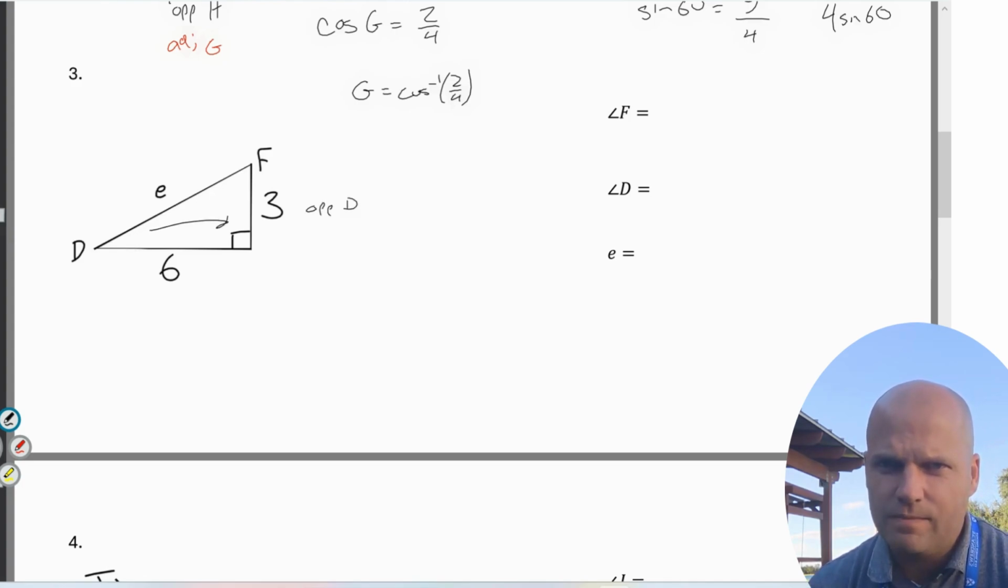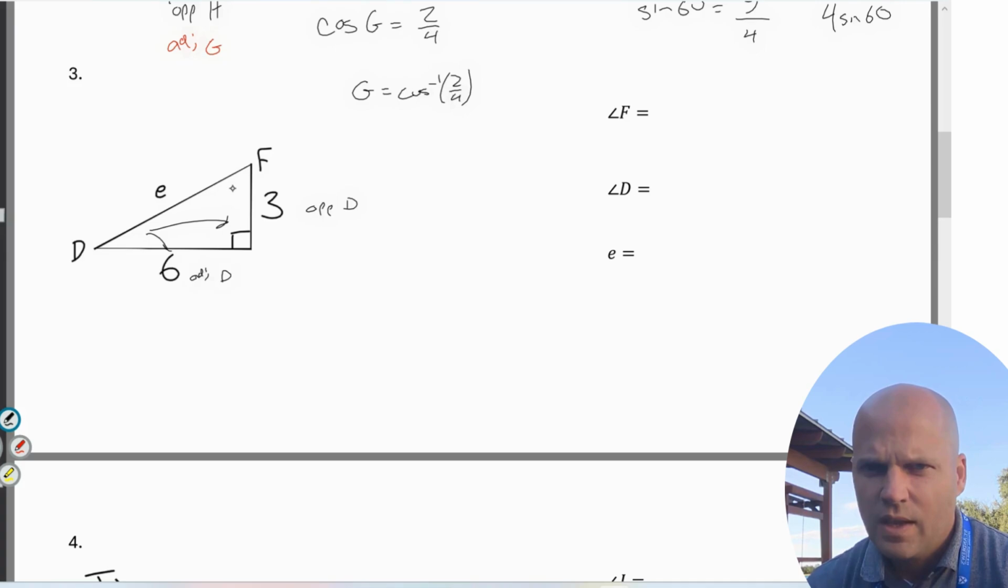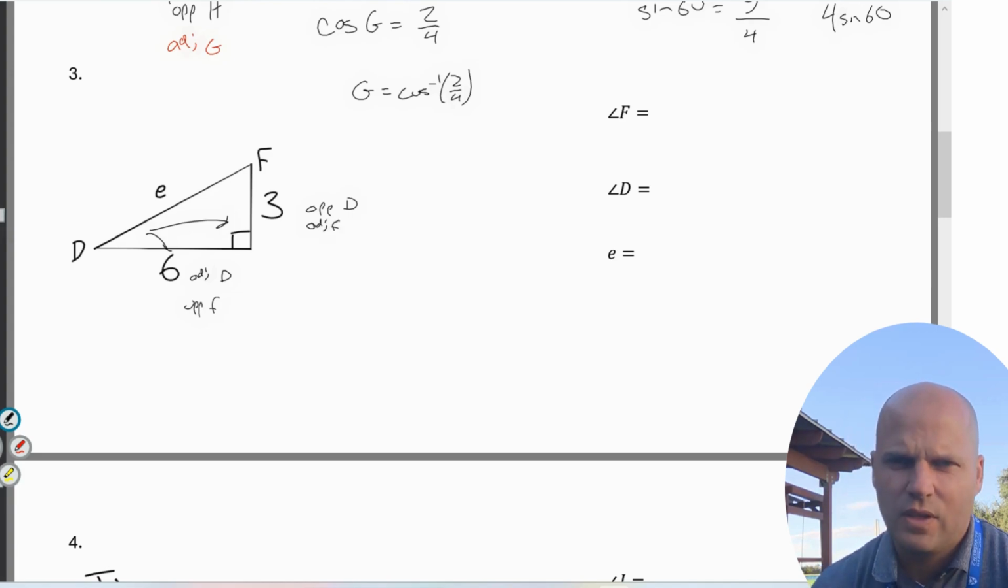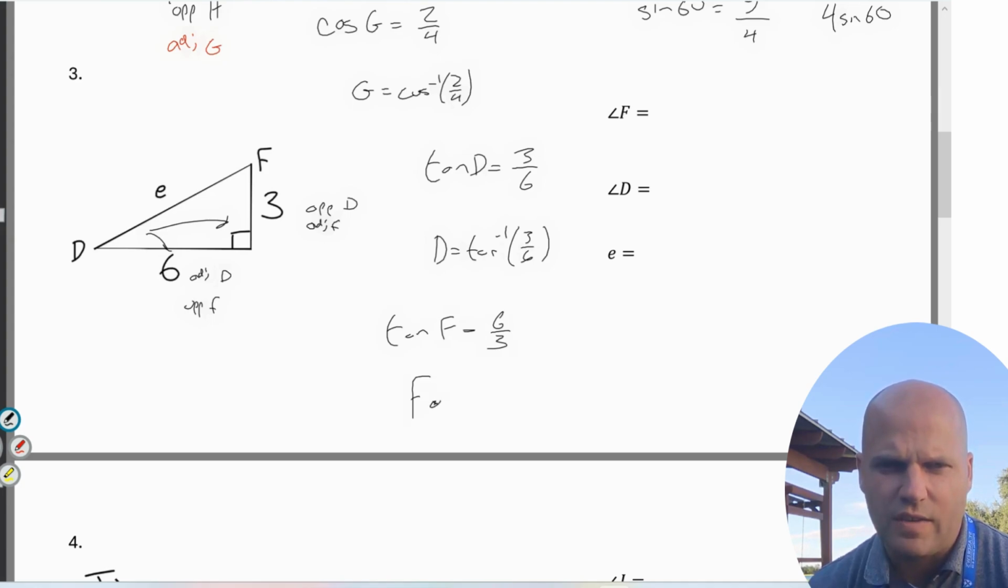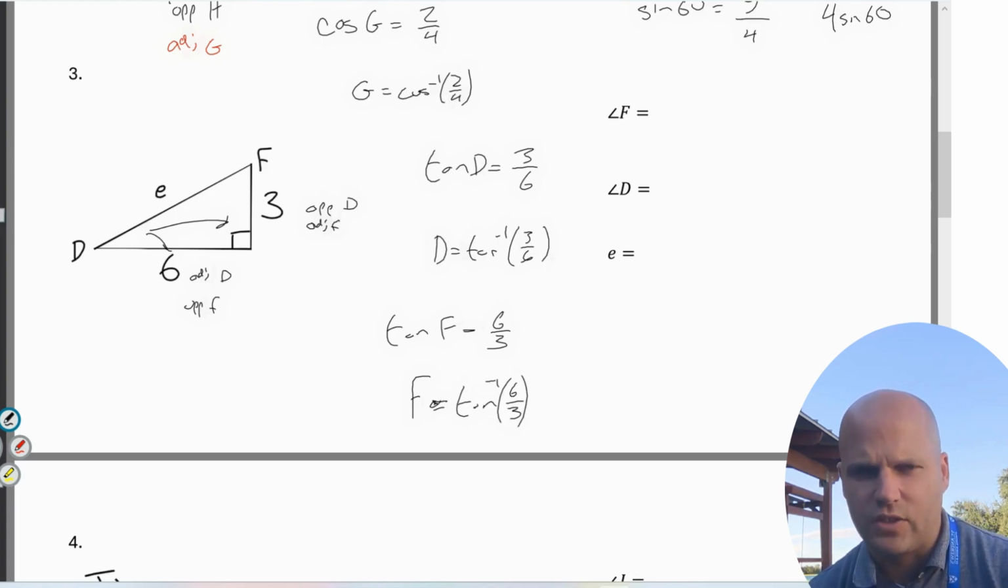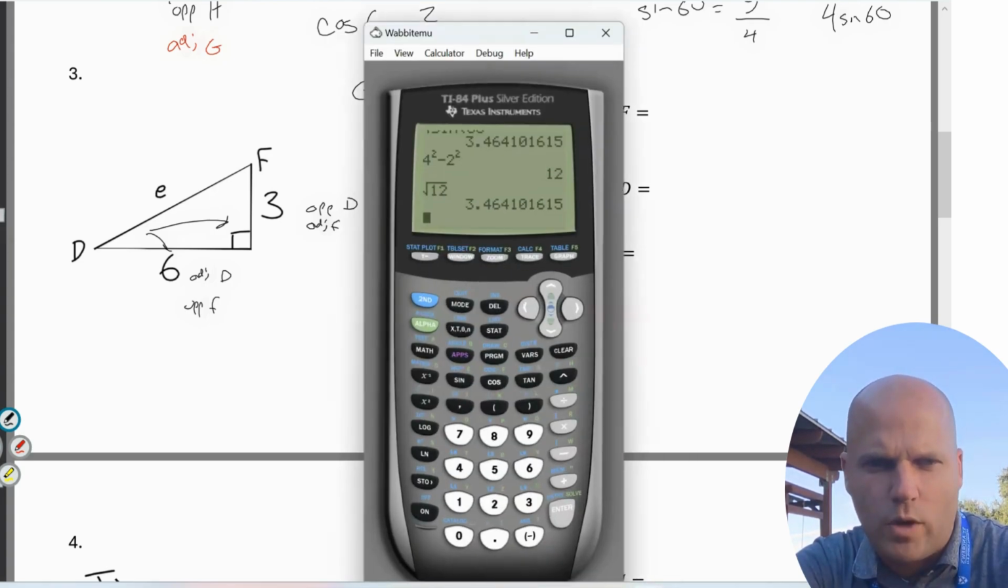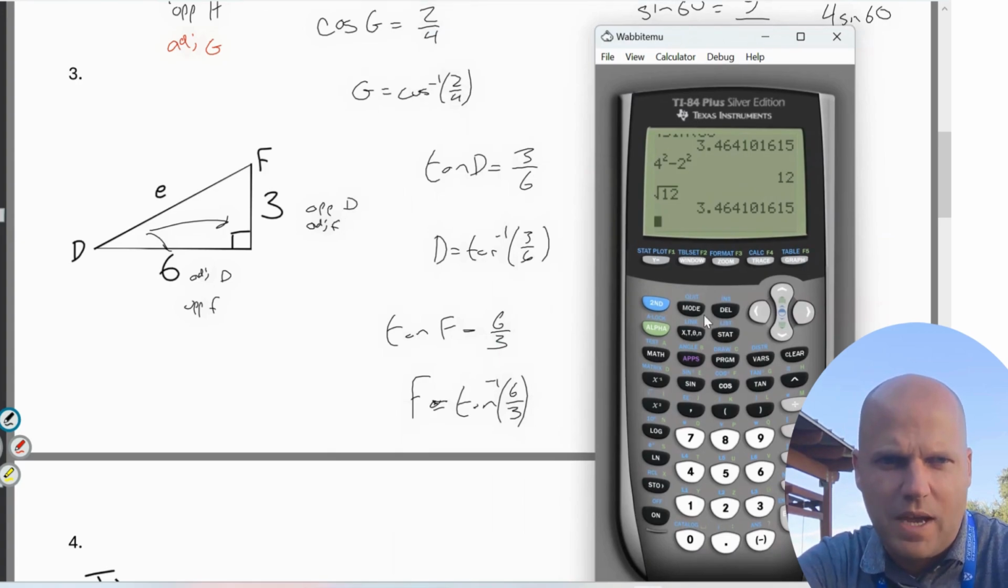3 is opposite D. 6 is adjacent D. 6 is opposite F. 3 is adjacent F. You could say the tangent of D equals 3/6. That means D is the tan inverse of 3/6. You could say the tangent of F is 6/3. So F is the tan inverse of 6/3. Or you could find one of these angles and then subtract it from 180 to get the third angle, or subtract it from 90. It's all up to you.